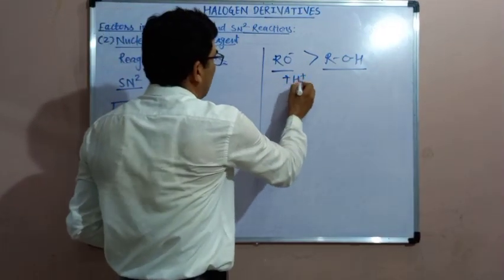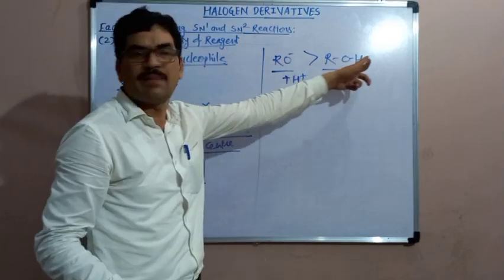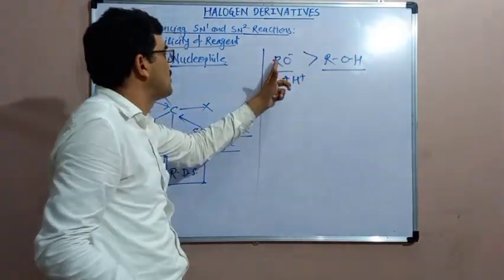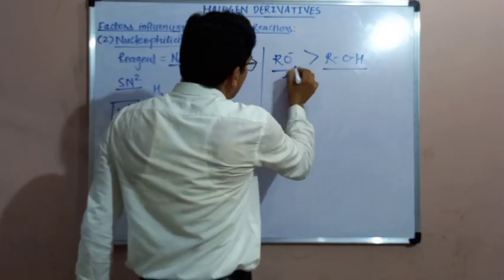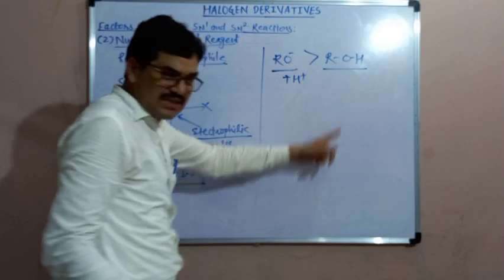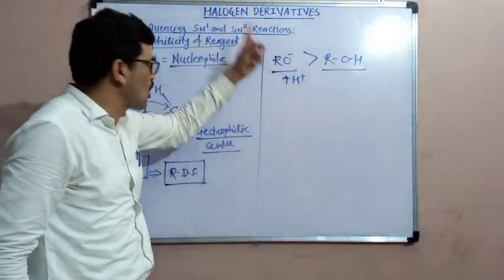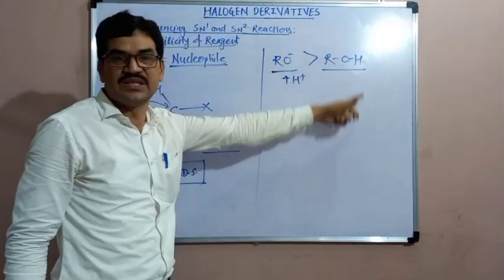When H+ combines with an alkoxide ion, ROH is formed. This means ROH is the conjugate acid of RO−. When we compare them, RO− is a stronger nucleophile than ROH. This means any negative ion is a stronger nucleophile than its conjugate acid.